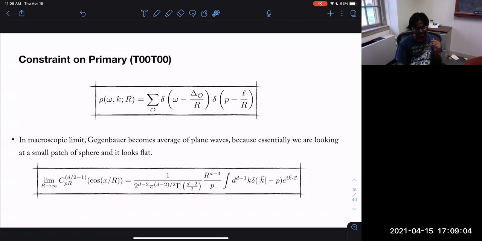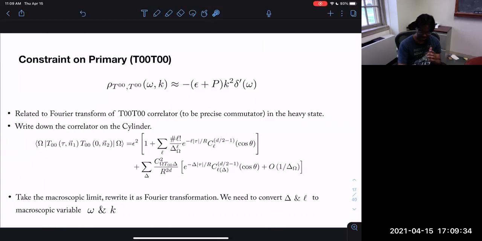And to go to the macroscopic limit, we have these variables omega and k. We can immediately go from delta and L to omega and k by introducing this delta function and by the scaling of R. Roughly speaking, this also depends on R, but one of the crucial assumptions is that when we take the macroscopic limit, this quantity with the OPE coefficient should have a very smooth R-independent limit. So basically we take these two equations and we plug this into this equation.